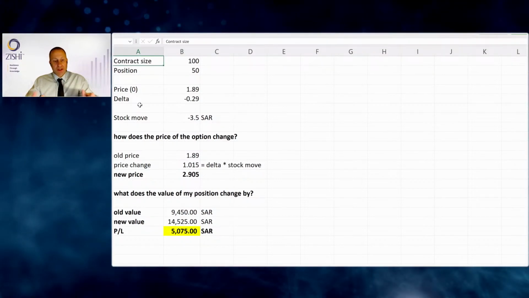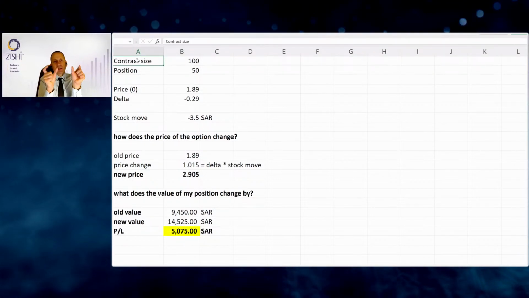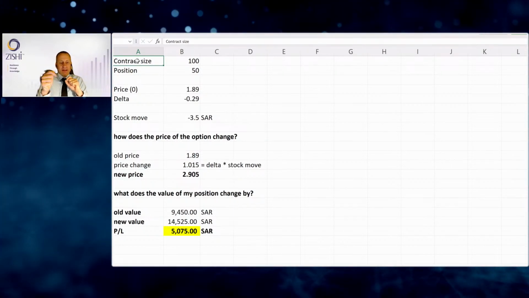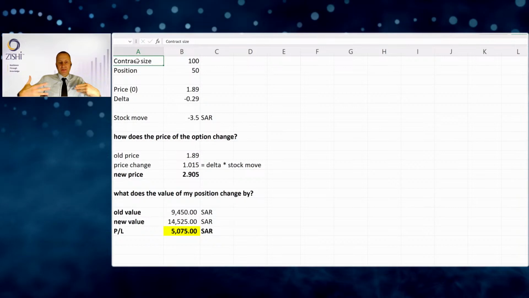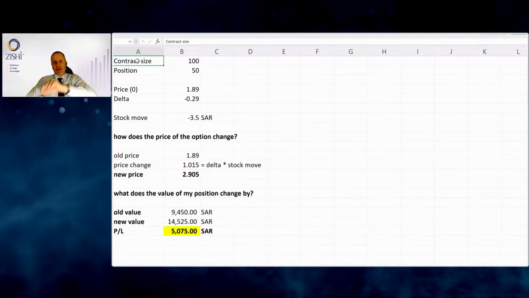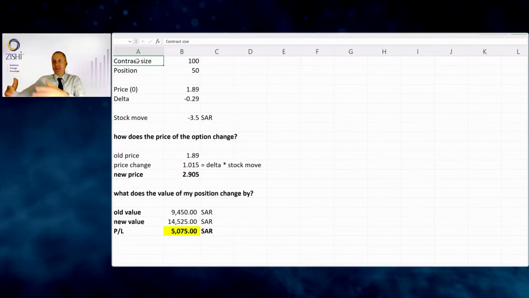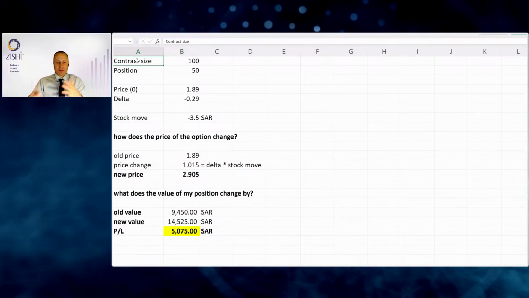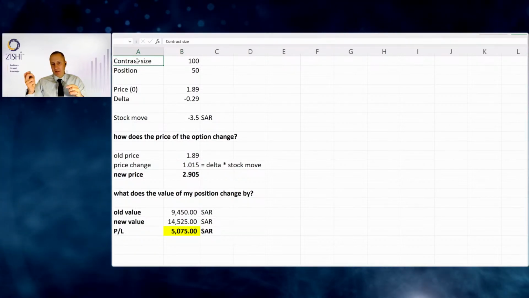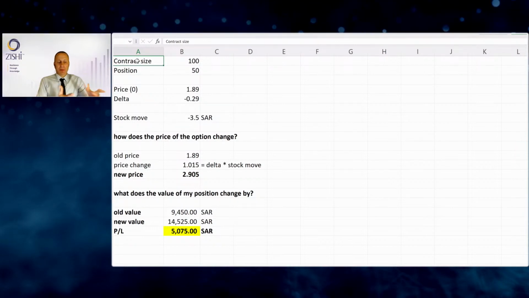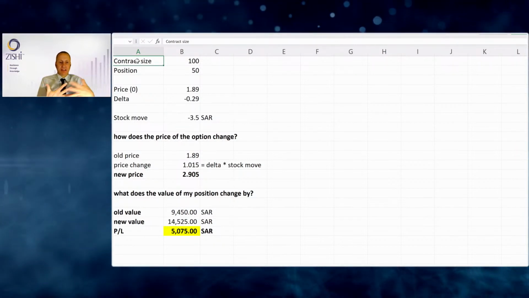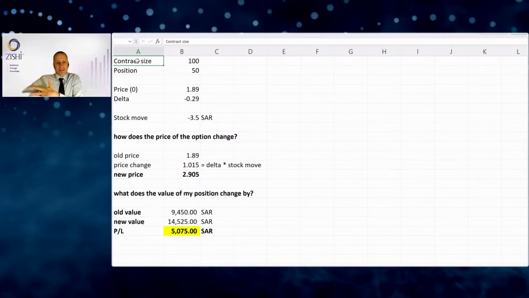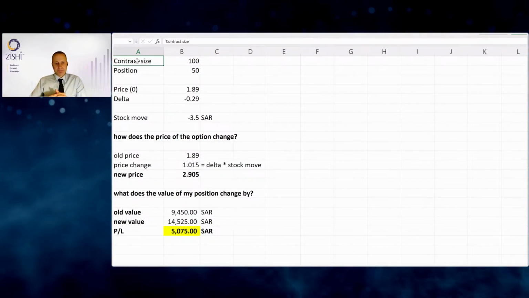So you can see that I can approach it this way. I can just say, well, how does the price of the option itself change per share? And then my position of 50 contracts in 100 shares per contract has a certain cash change that's been driven by that price movement. So movement of just over 1 rial in the price of the option changes my P&L by just over 5,000 rial, because I have an effective position size of 5,000 shares.